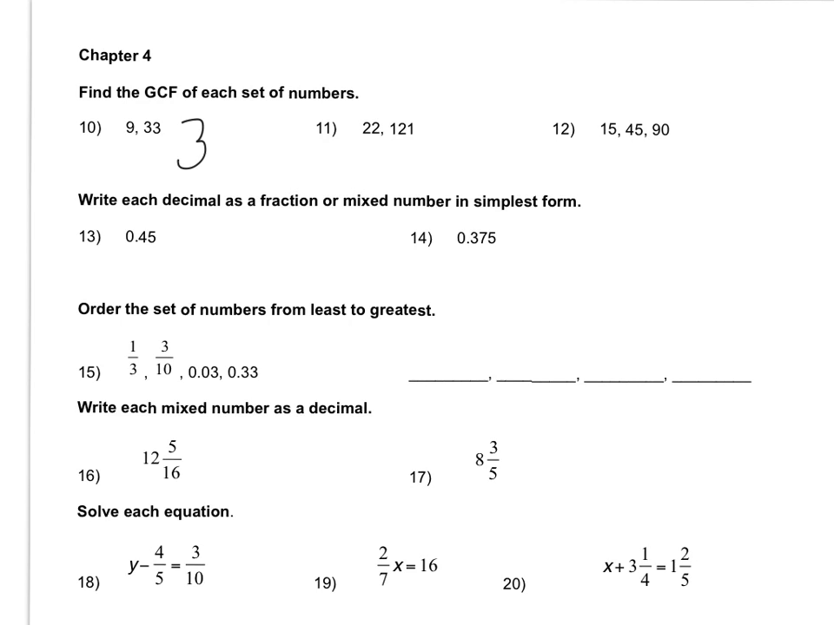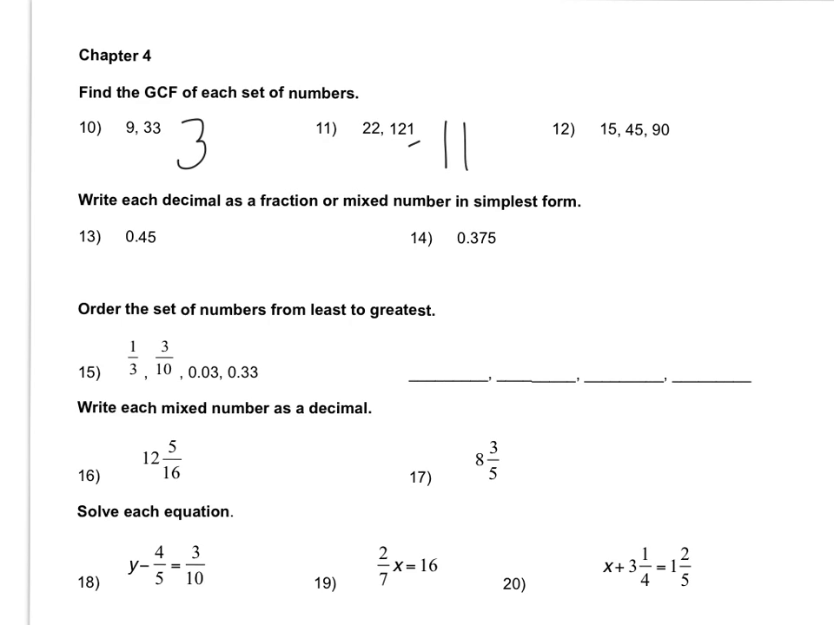And we know that 3 is also a factor of 9. Same thing with number 11. 22 only has 4 factors, 1 and 22, and then 2 and 11. We can rule 2 out because 121 doesn't end in an even number, but the square root of 121 is 11. So the greatest common factor of the numbers 22 and 121 is 11.